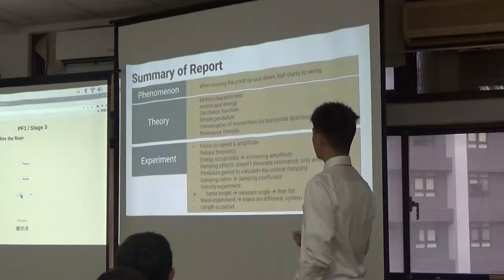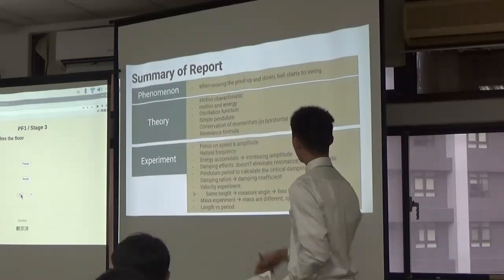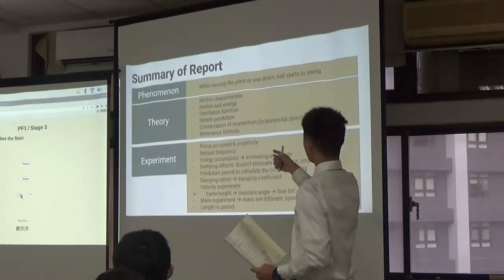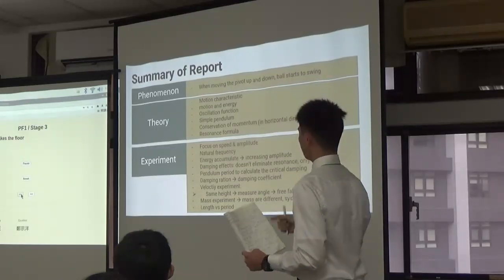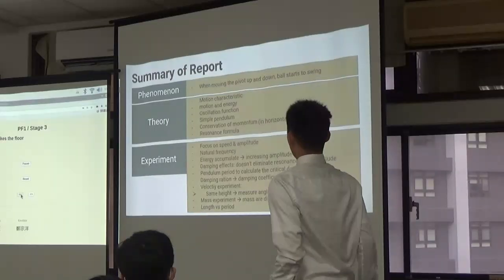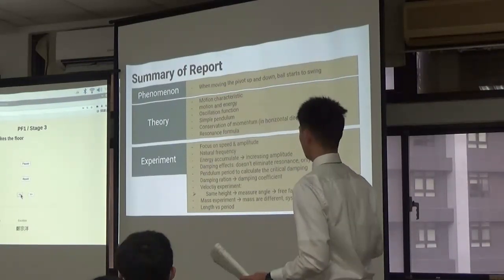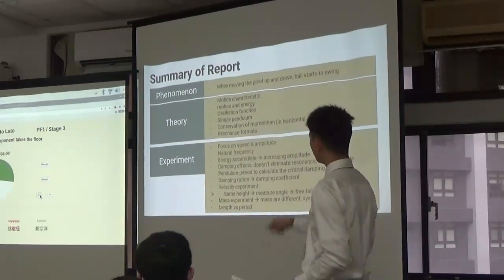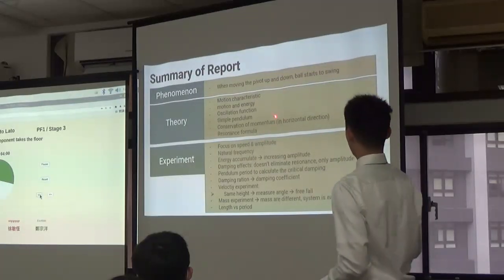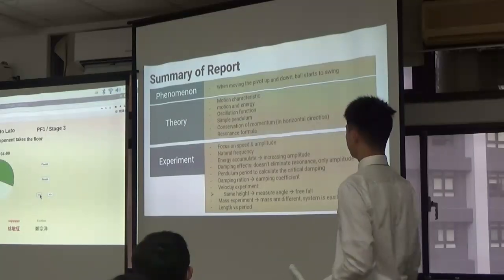Let me simply sum up this report. When the pivot moves up and down, the ball starts to swing. In their theory, they talk about the motion characteristics, and they focus on the energy using the damping function. Also, they convert a simple pendulum into a vibrating pendulum, and they use conservation of momentum in the horizontal direction. They also use a resonance formula.